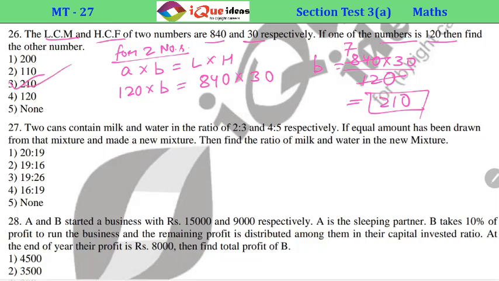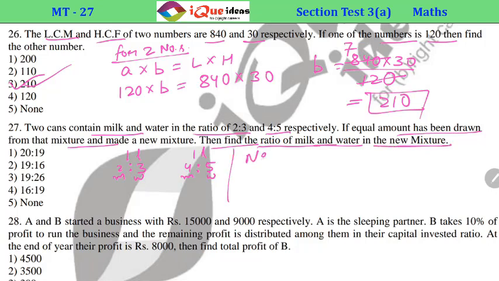Alright, now the next one. Two cans contain milk and water in the ratio 2:3 and 4:5. If equal amount has been drawn from the mixture and made a new mixture, then find the ratio of milk and water in the new mixture. So let's assume that we take 1 liter from the first one, 2:3, and 1 liter from the second one, that is 4:5. And this is milk, this is water, this is milk, this is water. Alright, we have to find the final ratio of milk and water in the new mixture.